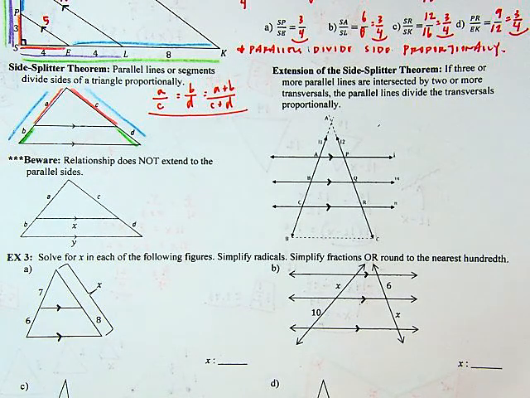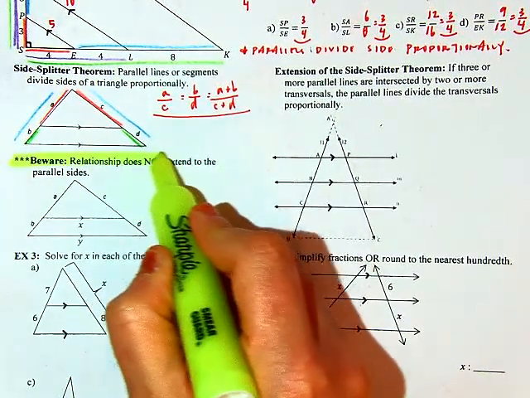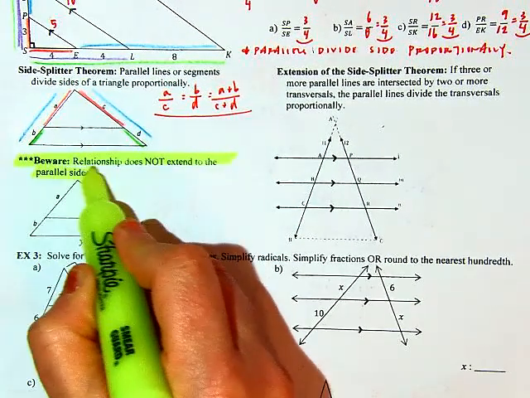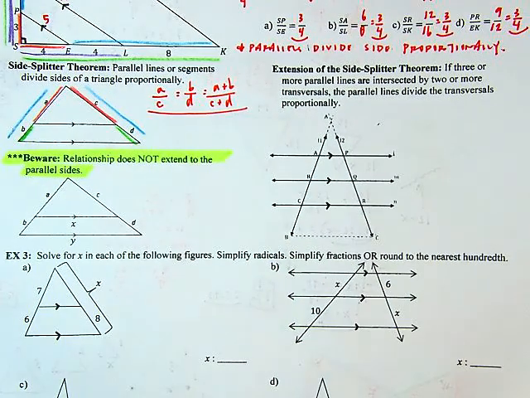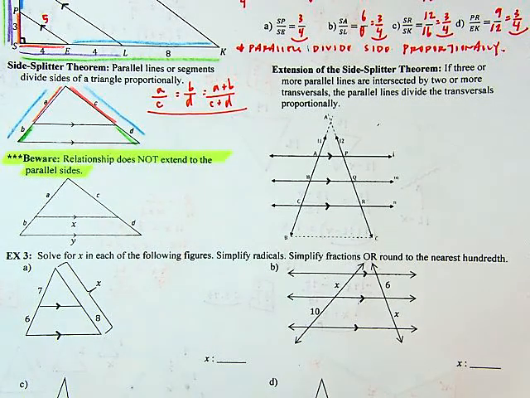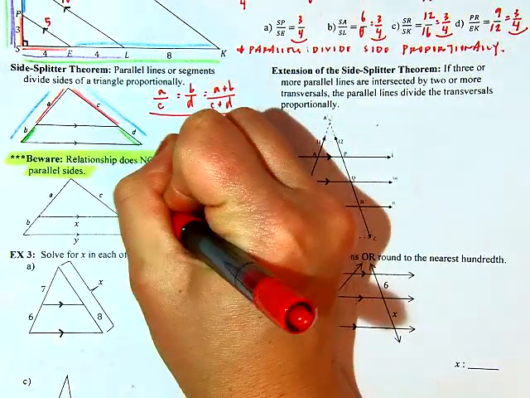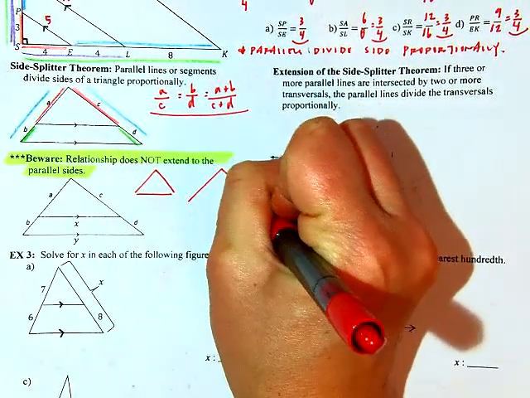Okay, but now is a good time to say, beware. I'm going to highlight this because this is so important. Beware: that side splitter theorem, or side splitting theorem, does not extend to the parallels. So if I'm solving for the parallel segments in this diagram, I do still have to visualize those two triangles, whether I draw them out or not. Let me draw them out for the sake of example.